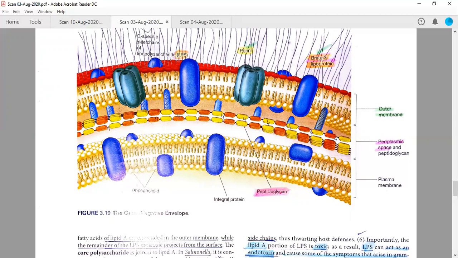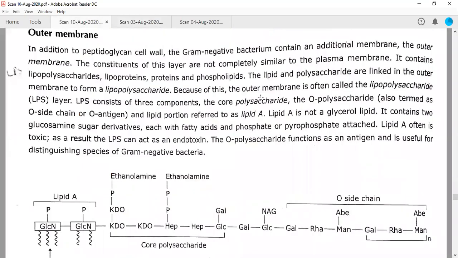Another thing is Braun's lipoproteins, which are present in gram-negative bacteria. These are certain proteins which connect your cell wall or peptidoglycan structure with the outer membrane. So these are called Braun's lipoproteins. Now, the lipid and polysaccharides are linked in the outer membrane to make a lipopolysaccharide or LPS layer. Because of this, the outer membrane is often called the LPS layer. LPS consists of three components. We have discussed the core polysaccharide, the O polysaccharide called O antigen or O side chain, and the lipid portion, which is lipid A.